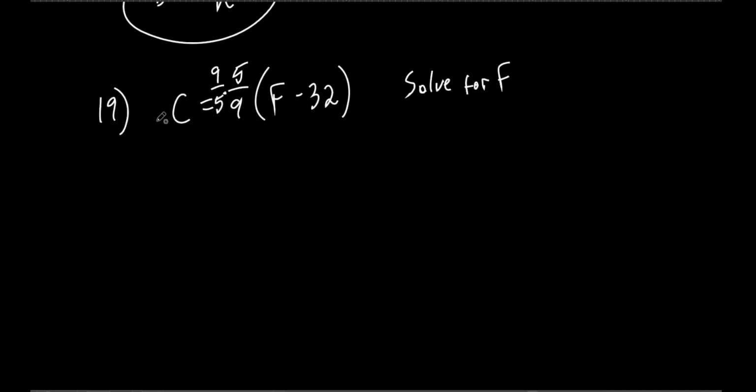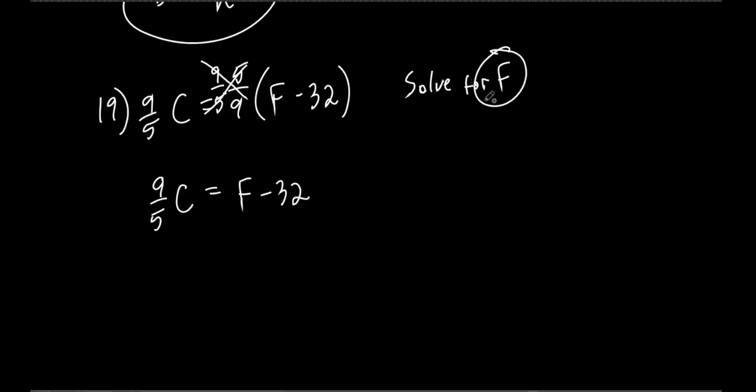Well, whatever you do to one side, you got to do to the other side. So we're going to put 9/5 over here. Let's write it a little bit nicer. 9/5 C equals, remember, this canceled out right there. What are we left with? F minus 32.